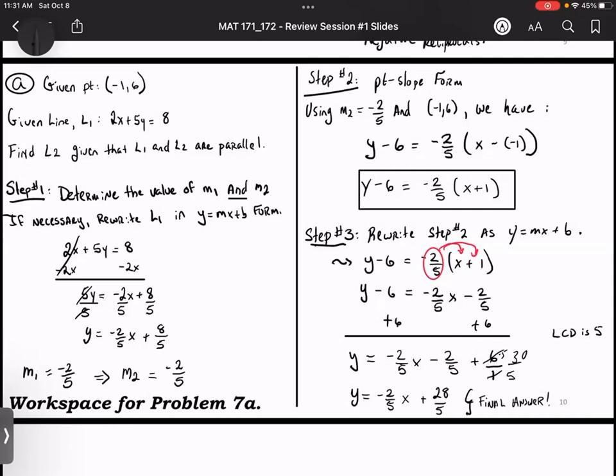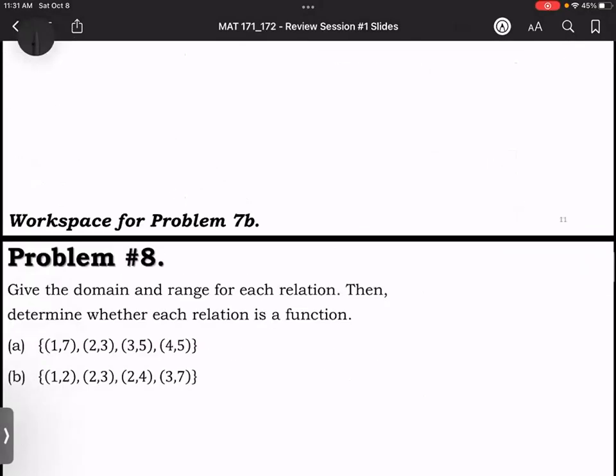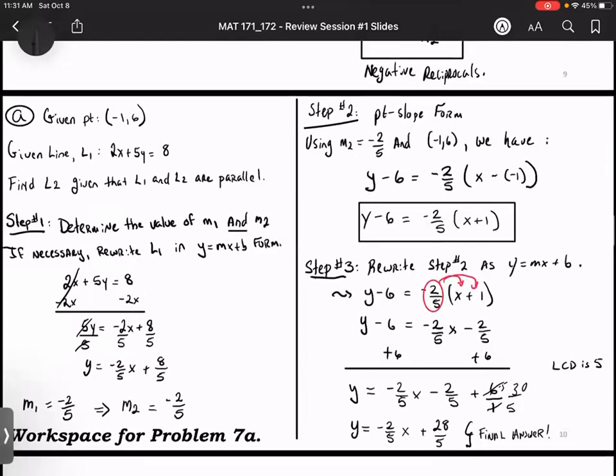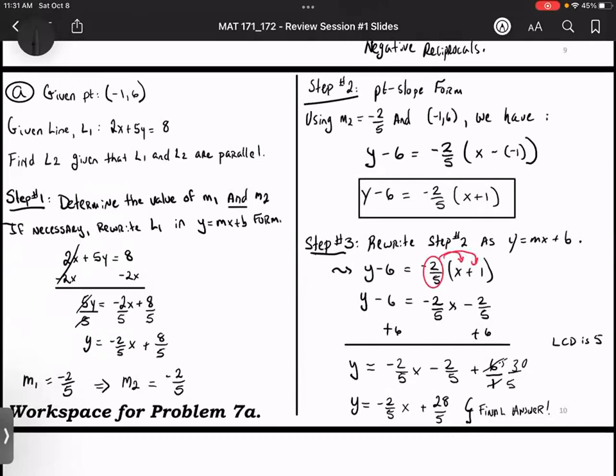Okay, let's look at 7b now. I think after we do 7b, we're going to look more into functions, right? So 7b is the last part for talking about lines. But all the types of questions that we went over today for lines, that's a very good foundation for your exam 1 and including the final, okay?